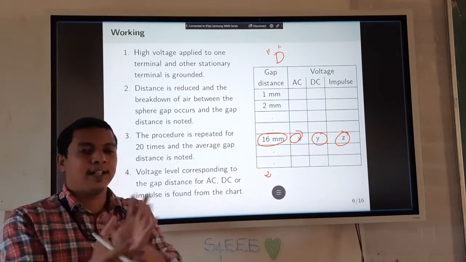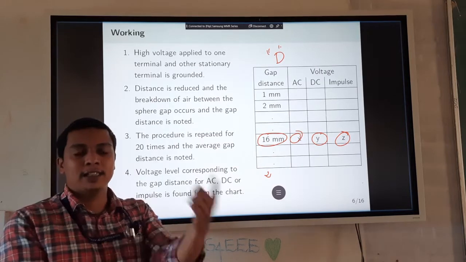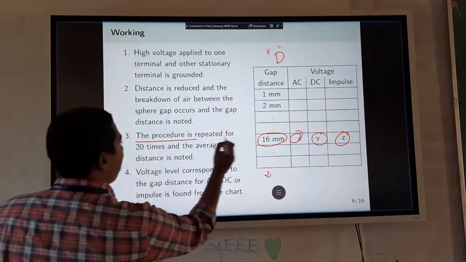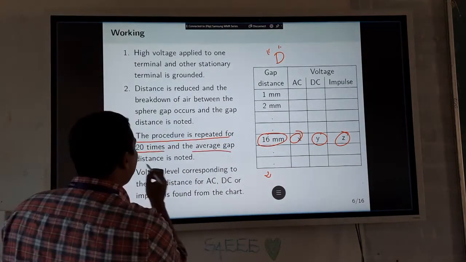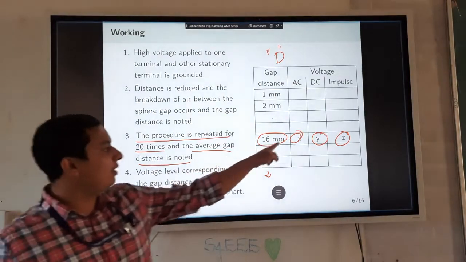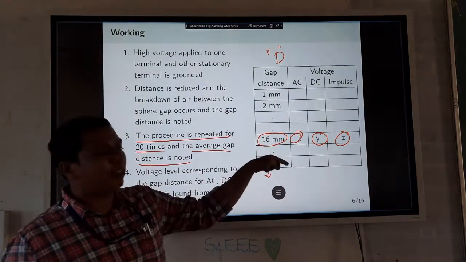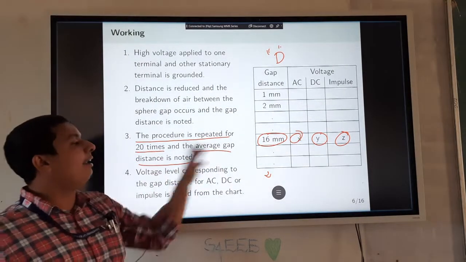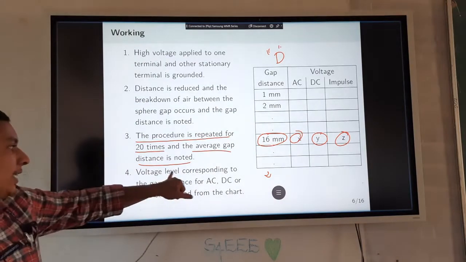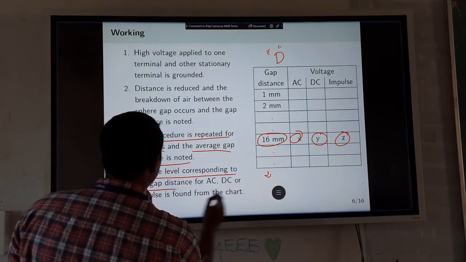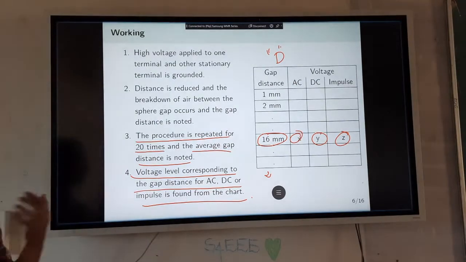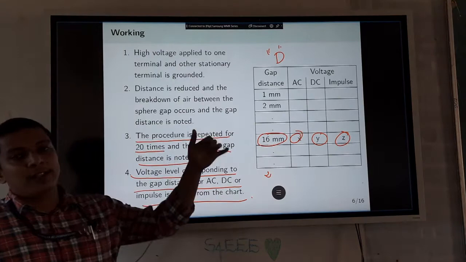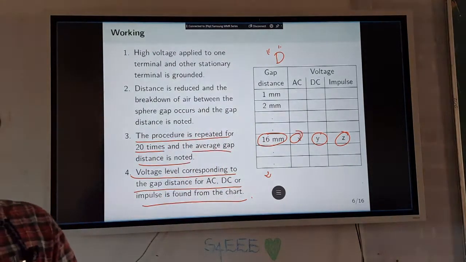It is not like once we conducted breakdown, you got a particular value. Next time when you are conducting, there is no need that you will get the same value. So the procedure will be repeated for 20 times, and the average gap distance is noted. We will not be using this particular value which we got for the first time. Instead, we will be doing the procedure many times, so 20 times normally, and find the average gap distance. The voltage level corresponding to the gap distance for AC, DC, and impulse is formed on the chart. So this is the procedure that we follow in order to use sphere gap for high voltage measurement.